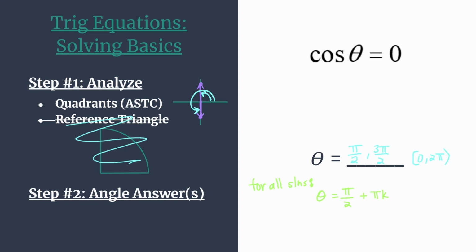Try it out if you want with k equals 1. We know that pi over 2 plus pi is 3 pi over 2, so we hit that solution that we already named above. But as you substitute in different integers for k, you'll get different coterminal angles, and they all will be solutions to our above equation. So hopefully this helps you out with some solving basics for simple trig equations.